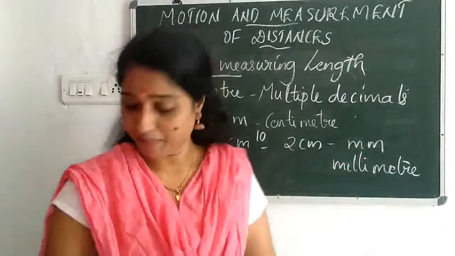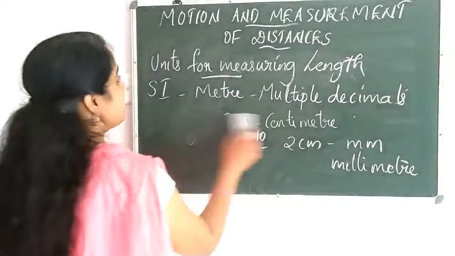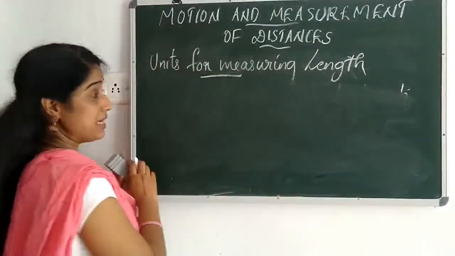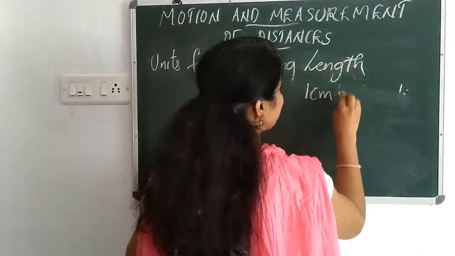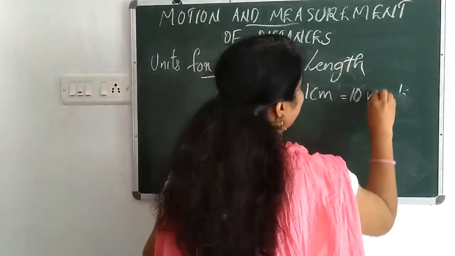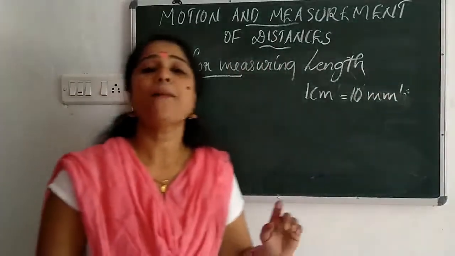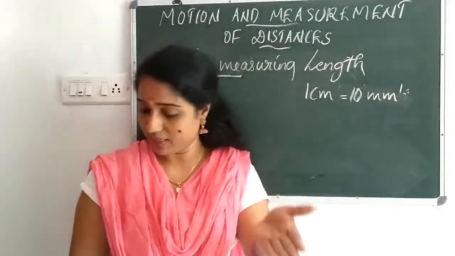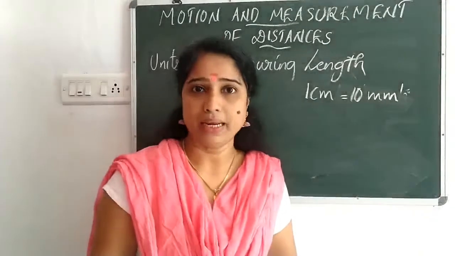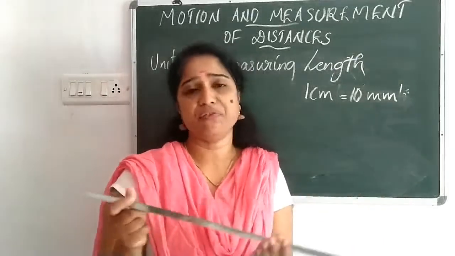the millimeter. In between 1 centimeter you can see 10 small lines and they are known as what? Millimeter. So 1 centimeter equal to how many millimeter? Absolutely right. 10 millimeter. 1 centimeter equal to 10 millimeter. It's very clear in your scale.